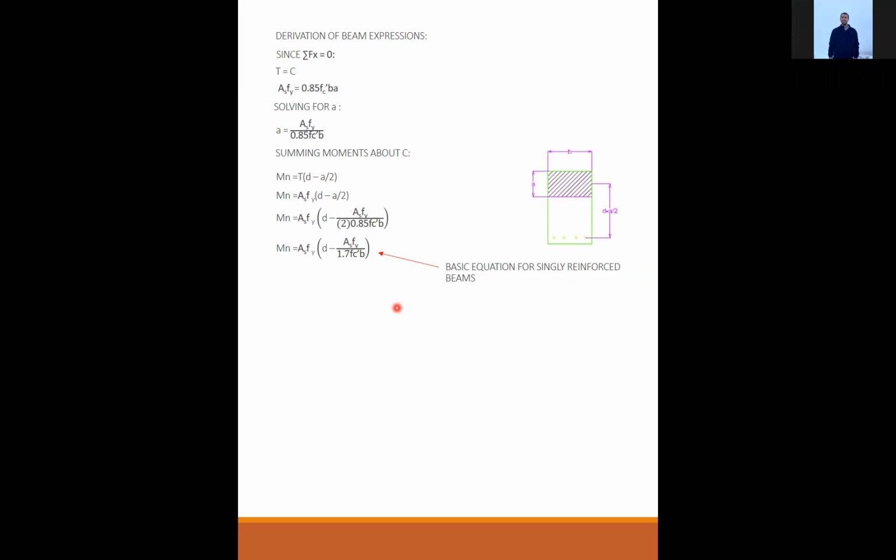Okay. So this is, as we said before, the nominal flexural capacity. Nominal, and that's what the little n stands for, nominal flexural capacity. When we talk about phi in a minute, then we will have the allowable flexural capacity.